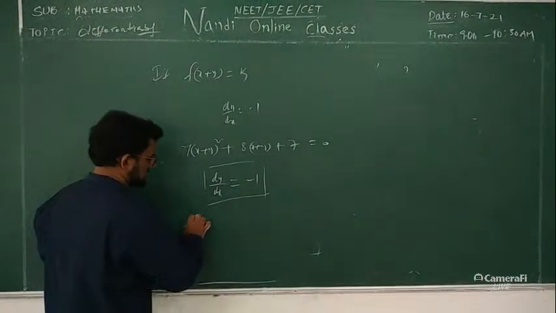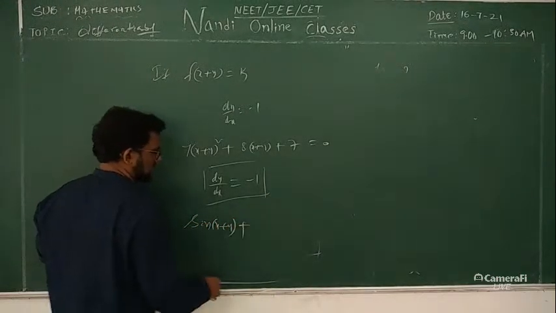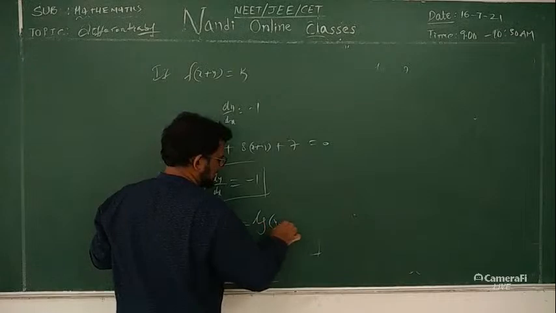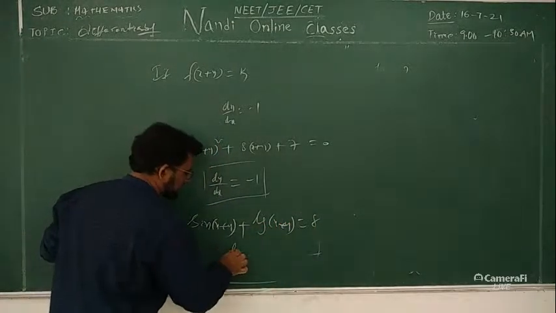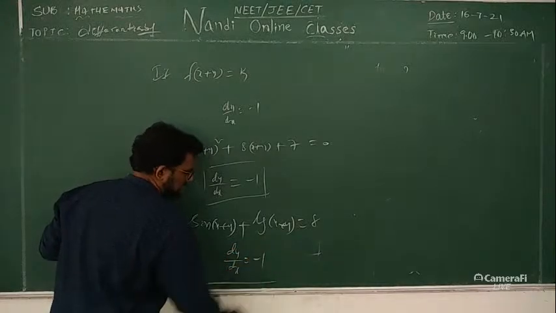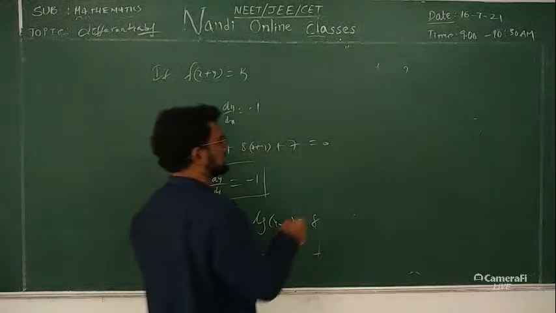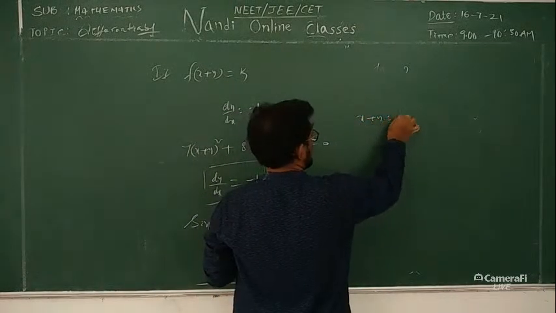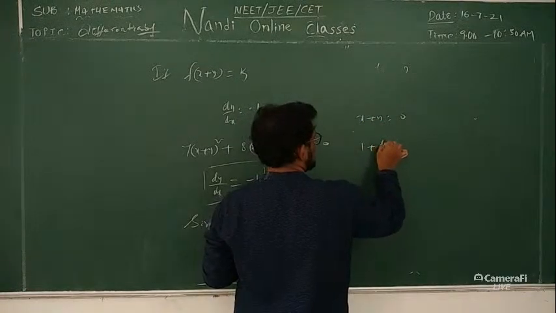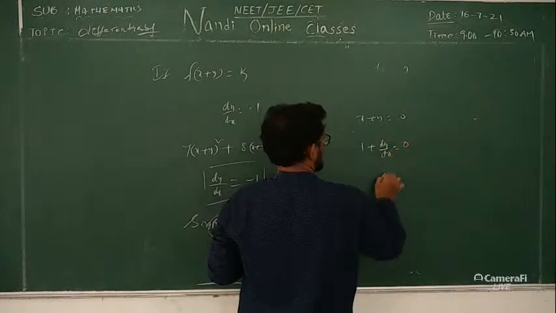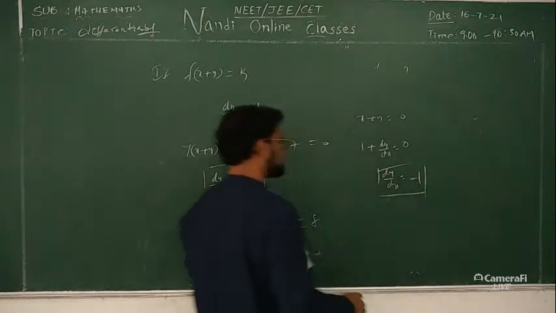Or else sin of (x plus y) and log of (x plus y) is equal to 8. What is the dy by dx? Minus 1, because x plus y will be common always. This x plus y is equal to constant, so you just keep it. The derivative of the constant is zero. Therefore dy by dx is equal to minus 1.